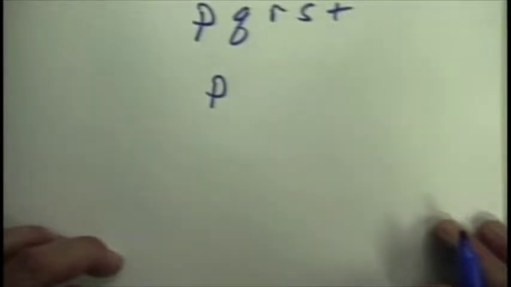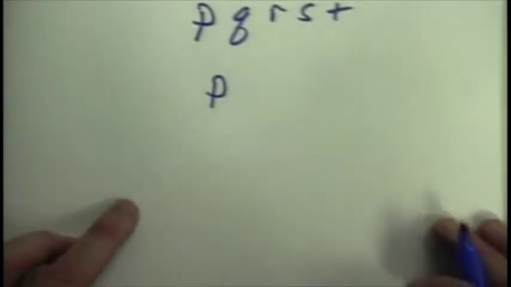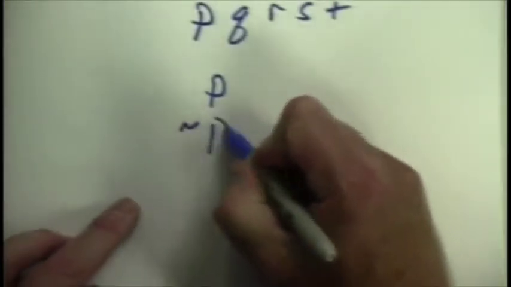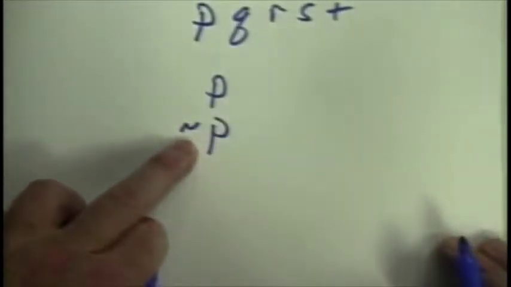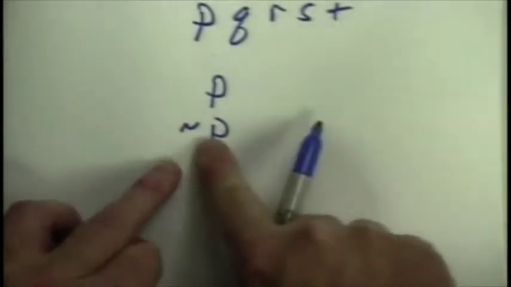Any statement can be denied. How do I do that? Put "it is false that" in front of it. And symbolically, we have a symbol that allows us to do that. And that's this little squiggly symbol. It's called a tilde. So this is the form of every negation in the universe.